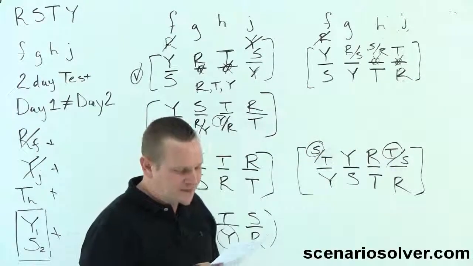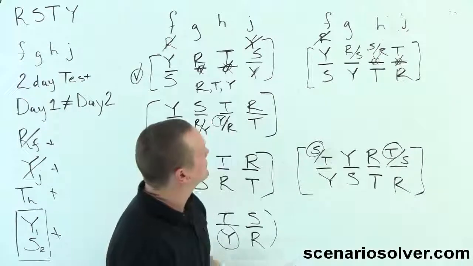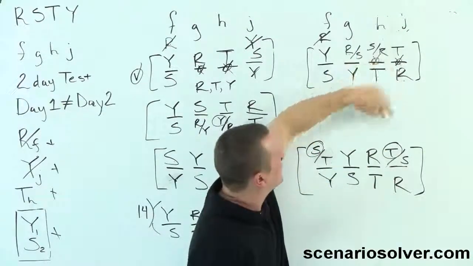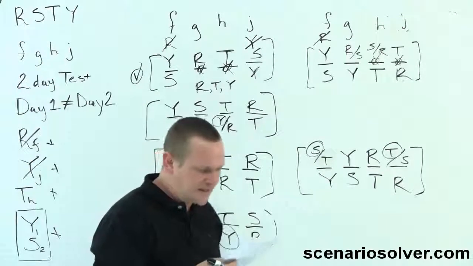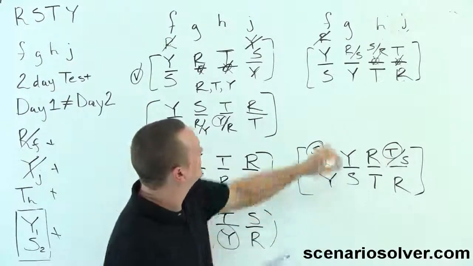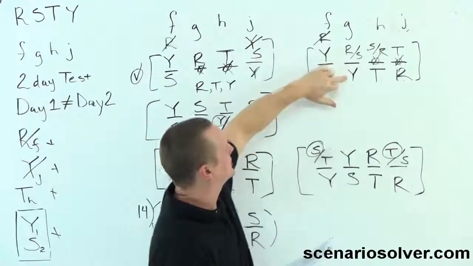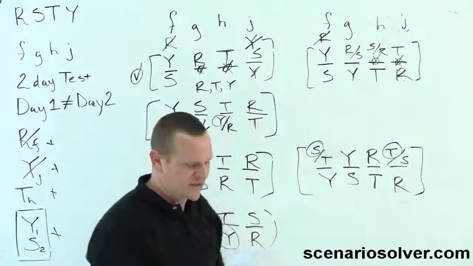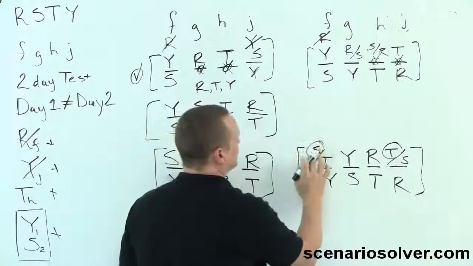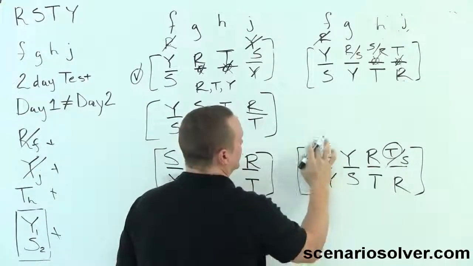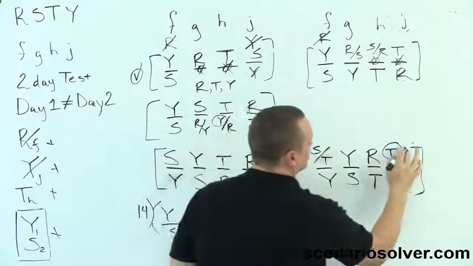Let's look at D. S is one of the testers for J. Well, no, it can't be. It has to be T and R. Okay? And then E. T is one of the testers for G. Well, it has to either be R, S and Y or Y, S. So we've proven again that B is the correct answer to this question. Let me go ahead and erase this for the last question.